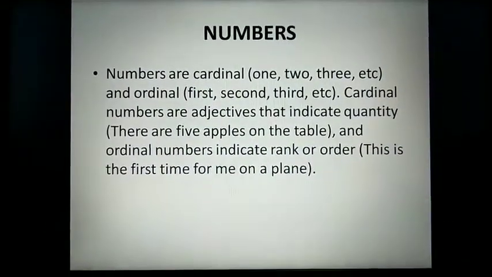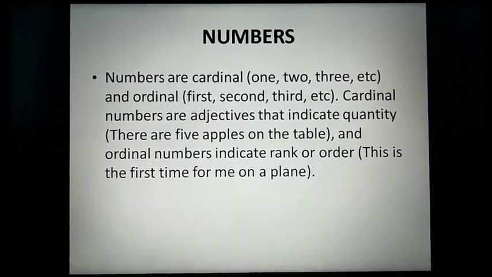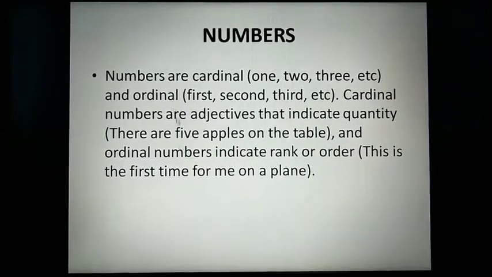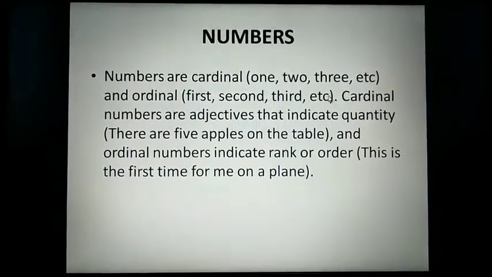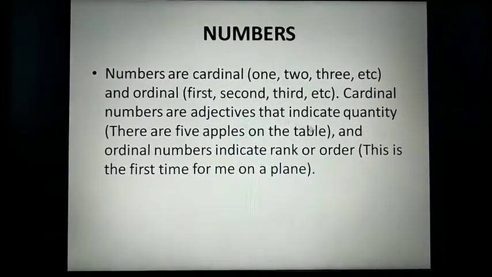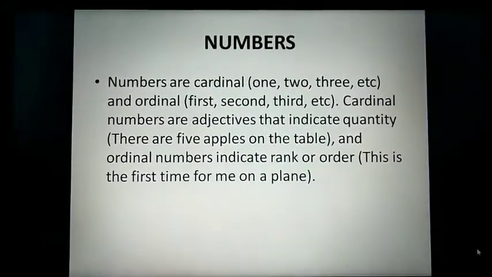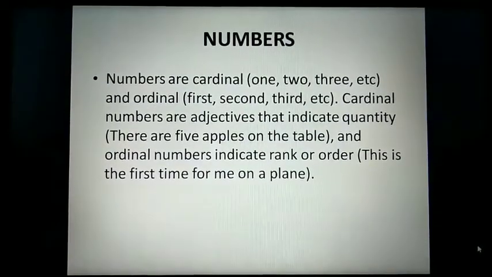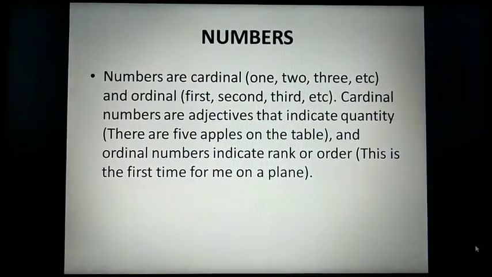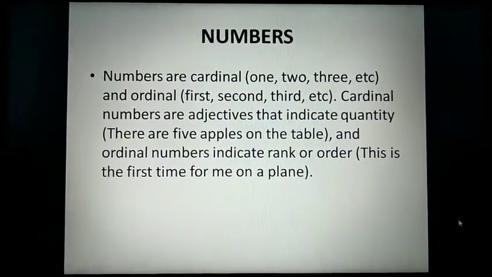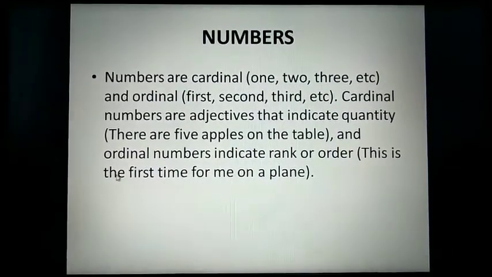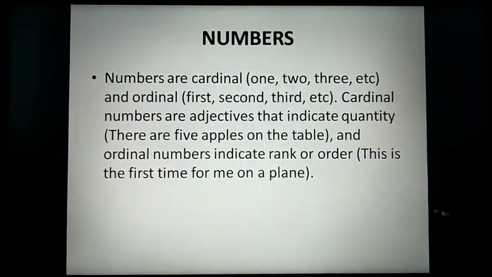Numbers. Numbers are either cardinal or ordinal. Cardinal numbers are 1, 2, 3, etc. Whereas ordinal numbers are first, second, third, fourth, fifth, and so on. Cardinal numbers are adjectives that indicate quantity. For example, there are 5 apples on the table. Whereas ordinal numbers indicate a rank or order. This is the first time for me on a plane. So here it is defining the order.